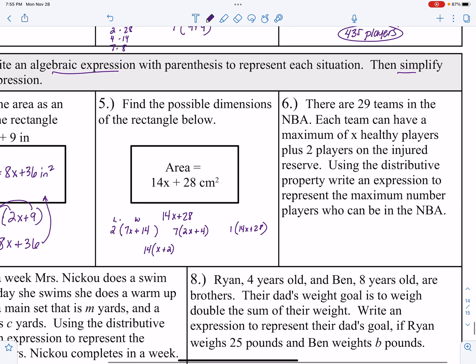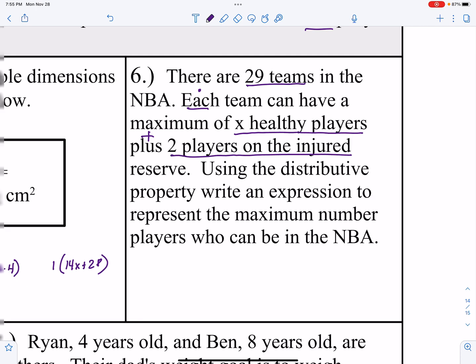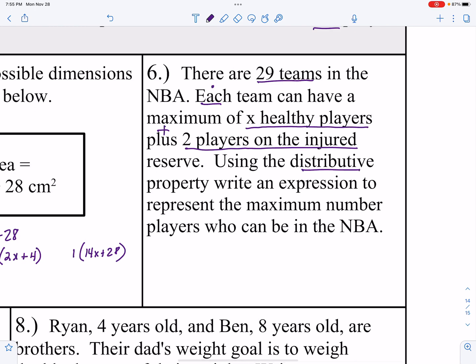All right, anyway, next word problem. There's 29 teams in the NBA. Each team can have a maximum number of x healthy players, so we just have a variable, plus 2 players on the injured list. Again, each usually means multiply. So focus on, it says using the distributive property, write an expression. So we're not going to be able to actually evaluate this one.